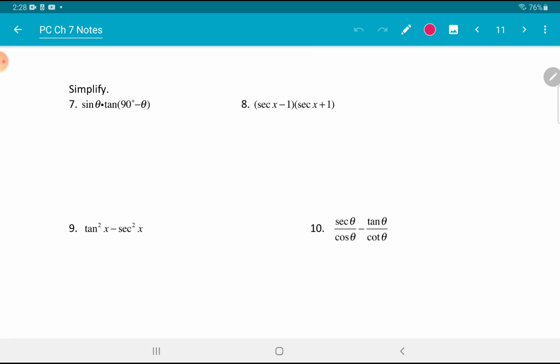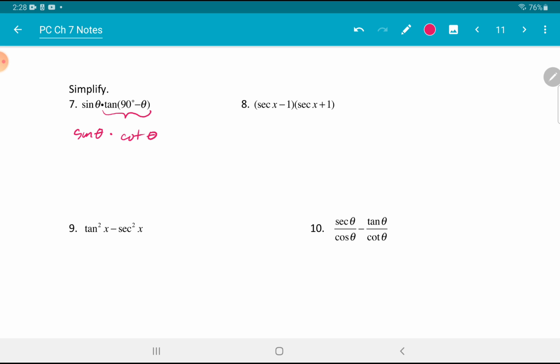Sine of theta times tangent of 90 degrees minus theta. The idea here is, what can we really simplify? Well, sine of theta, you cannot really do much with that, so we're going to leave that alone. But we do see that tangent of 90 minus theta, we know there's a property held to that. That is a co-function relationship, and that's really the same thing as cotangent of theta.